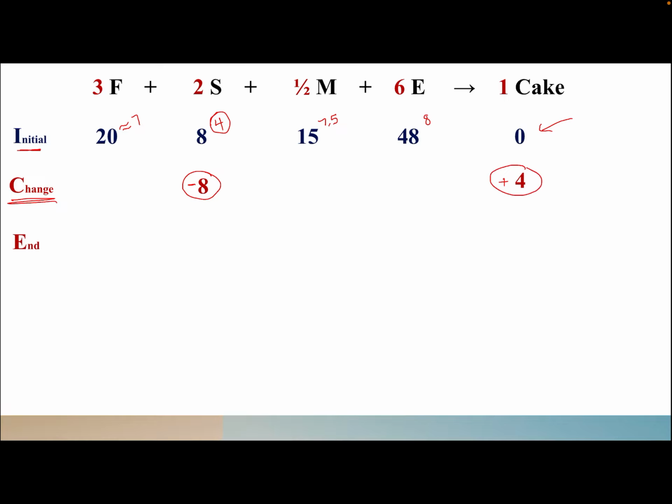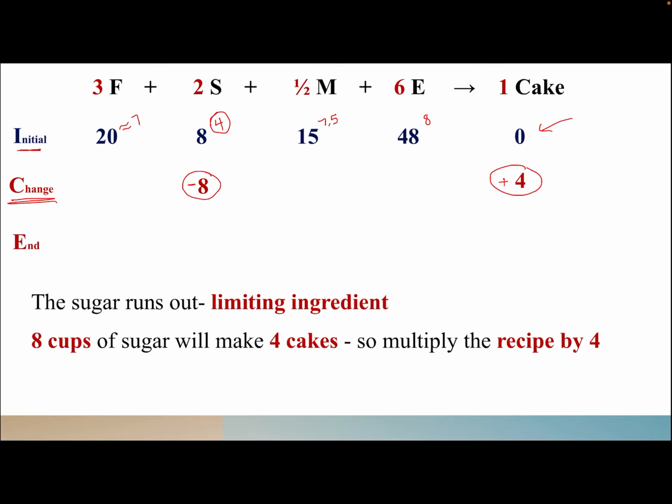So then I go through and I'm going to figure out, okay, well, how much of each other thing did I need? Our sugar is going to run out. It's going to be our limiting reagent. So we're going to multiply everything by 4 because we need 4 cakes. So, right, we started with 3 cups of flour, so our change would be 12. We're going to use up 12 cups of flour.